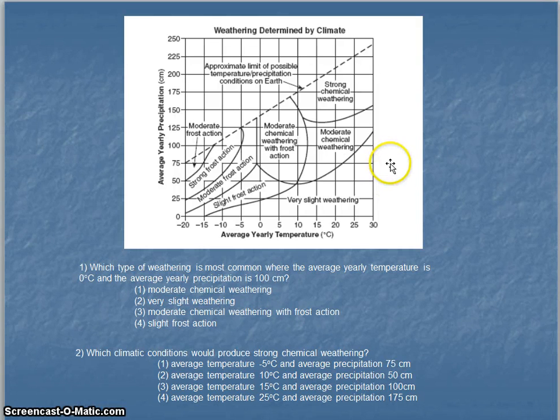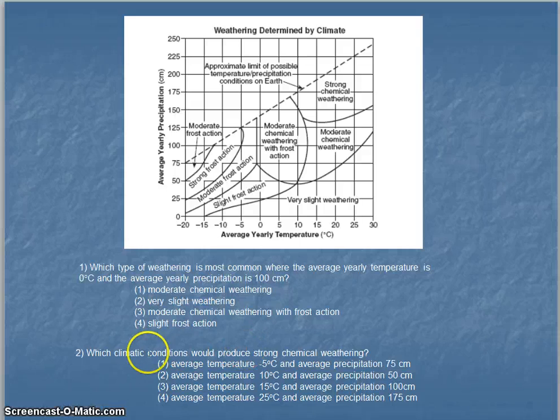How you read this is you take a look at the question and you look for the average temperature, and then you go up to what the average precipitation is for the area and see what region that it's in. So for example, this question says, what type of weathering is most common where the average yearly temperature is 0 degrees Celsius, so that's here, and the average yearly precipitation is 100? So all the way up the graph, where they intersect is in the moderate chemical weathering with frost action. So meaning they're having pretty much both types of weathering occur in that area.